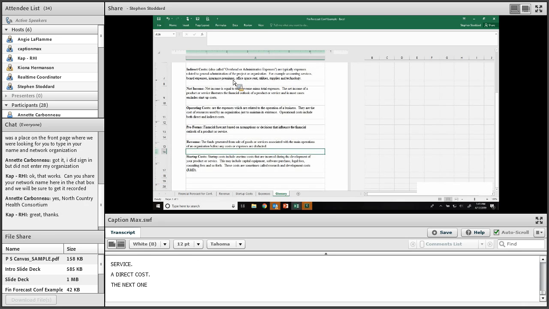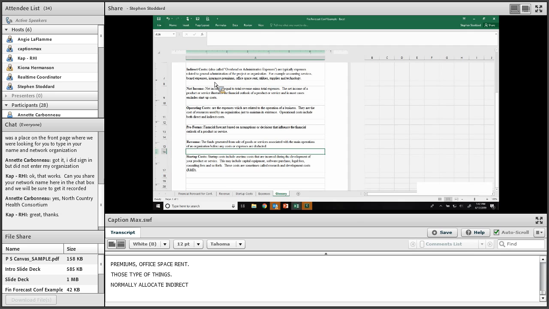The next definition is direct costs. And these are costs that are needed to produce or deliver a product or service, such as equipment fees, subscriptions, inventory replacement. Those could be things like payroll, fuel, travel, and they're typically costs that recur and that are repeated with each delivery or production of the product or service.